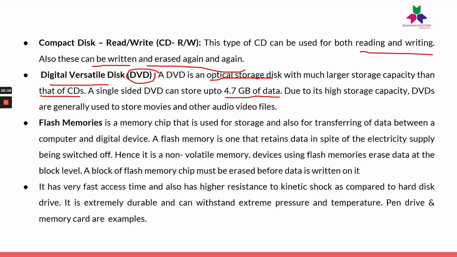So we have a concept called flash memory. What is flash memory? It is a memory chip that is used for storage and also for transferring data between a computer and a digital device. This kind of flash memory retains data in spite of the electrical supply being cut off, or even if it is being switched off, it retains the data.